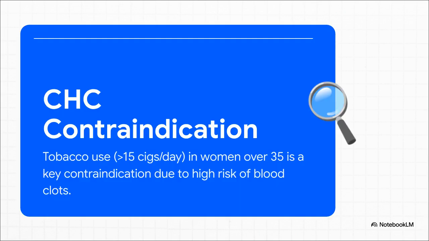Okay, listen up, because this is a huge safety issue and another classic exam gotcha. When it comes to combined hormonal contraceptives, things like the standard birth control pill, you must know this absolute contraindication. You cannot give them to women who are over 35 and smoke more than 15 cigarettes a day. The combination of age, smoking, and estrogen puts them at a dangerously high risk for blood clots. Asking about this is a critical safety check that every safe practicing nurse must perform.